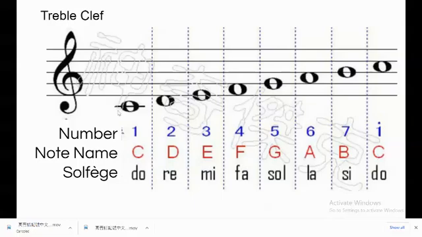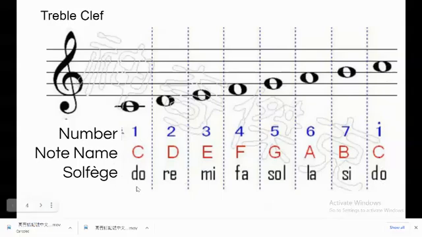Where this is middle C, this is middle C. This C up here, we call that treble C. Right? So it's one octave above. So this distance is an octave. So this is a higher C than this. This is treble C, and this is middle C.